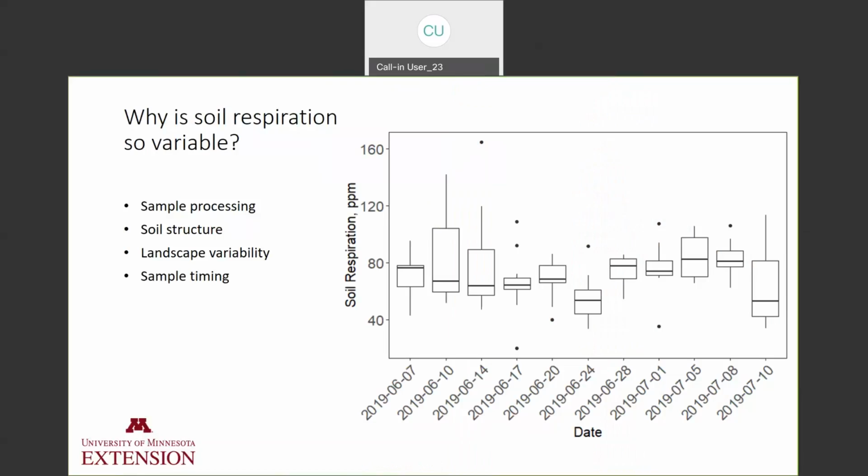This is sample timing. This is from a set of samples I took at the Lamberton Southwest Research and Outreach Center this summer. I sampled twice a week and I got similar average values for soil respiration every time, but some days were much more variable than others. And this has to do with the environment the microbes were experiencing prior to sampling. So for example, these days were pretty variable, and then this day and this day were a little less variable. And we are still trying to figure out how to constrain that variability, that is, how to make sure we sample in a way that's going to allow us to see differences between different management systems or sites.